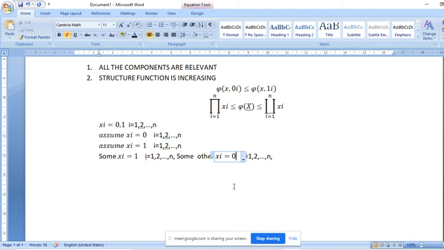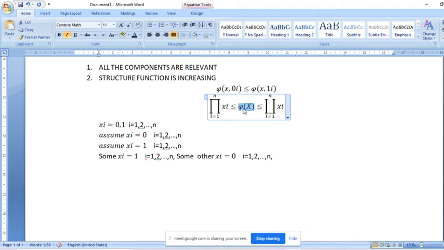So some other x's will be 0. Then the coherent system may be working. For example, in yesterday's discussion we had a radio system. If the changer has failed and speaker 1 has failed, then the system is still functioning. But if we consider the radio system as a series system, then we must have product xi equal to 0. So the radio system, a coherent system, will be working even though 1 or 2 components have failed.